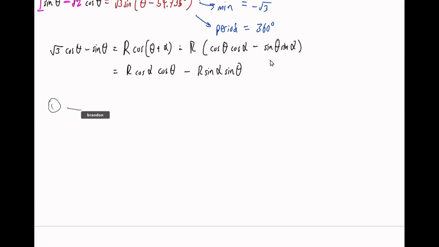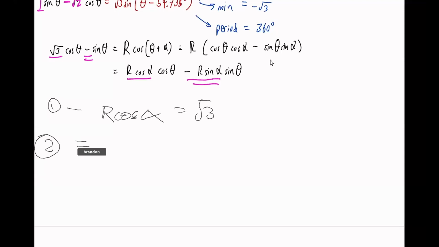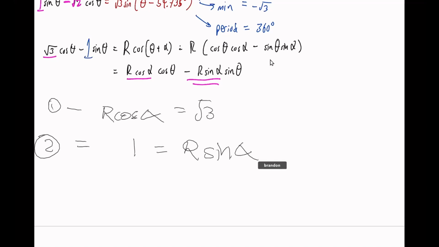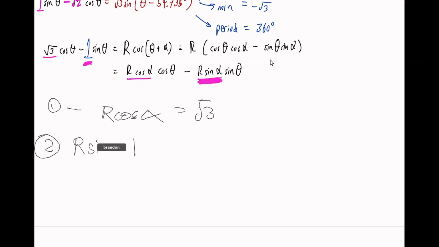Compare coefficients, what do you get? Square root 3 is r cos alpha, and -1 is negative r sin alpha. So you actually don't need the negative. Just focus on the invisible 1 here. So 1 is the same as, just don't underline the sin theta, just r sin alpha. Exactly.